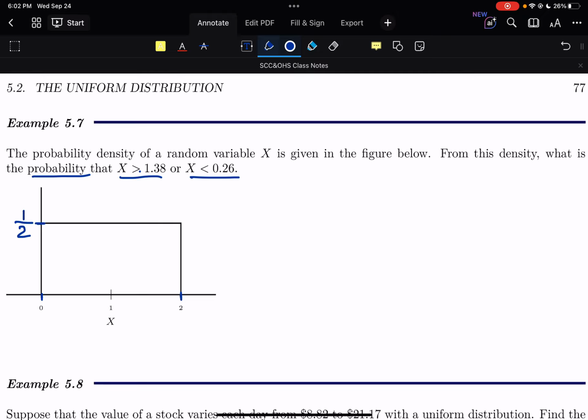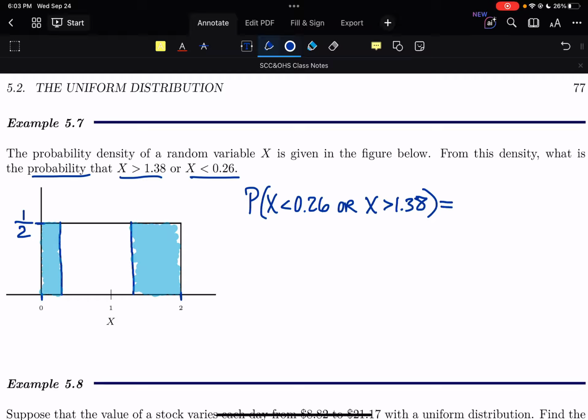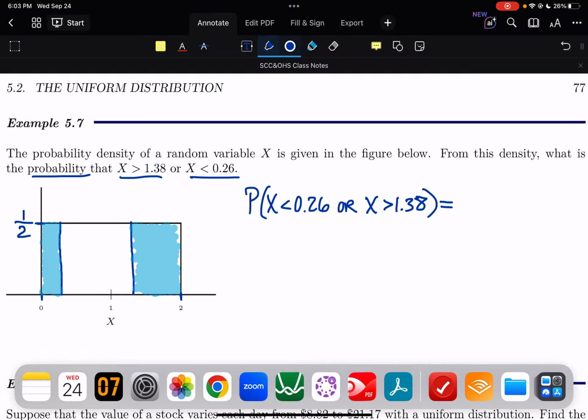And we are trying to find the probability that x is greater than 1.38. So that's going to be somewhere in here. So greater than that. Or less than 0.26. So that's going to be somewhere right about there. So we're trying to find, again, probability that x is less than 0.26 or x is greater than 1.38. And we can set this up like our normal probabilities, split it up across addition because it's an OR probability, and then find the area of each of these pieces, just add them together. And when we're dealing with just simple rectangles like this, you probably could just get the area real quick and just add them together. But we don't even really have to think about it that hard.